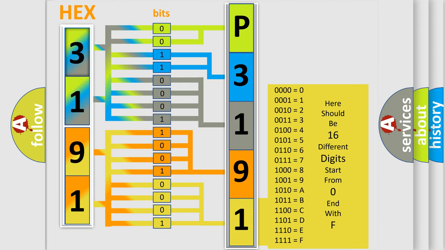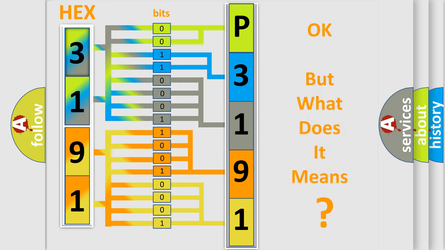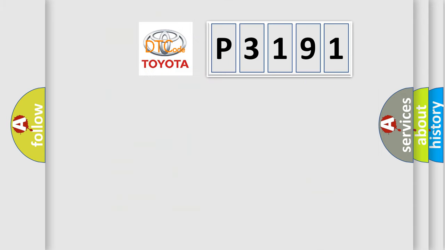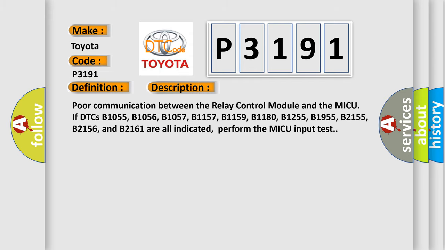We now know in what way the diagnostic tool translates the received information into a more comprehensible format. The number itself does not make sense to us if we cannot assign information to what it actually expresses. So, what does the diagnostic trouble code P3191 specifically mean for Toyota? The basic definition is: relay control module lost communication with MICU message. And this is a short description of this DTC: poor communication between the relay control module and the MICU.